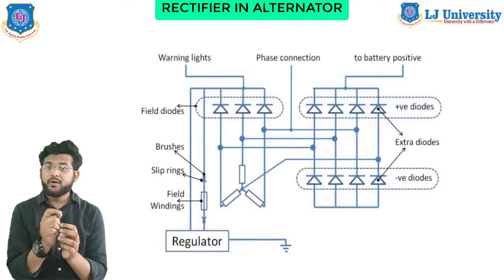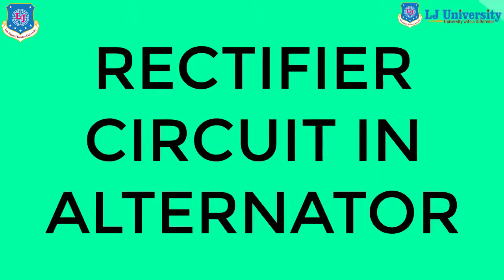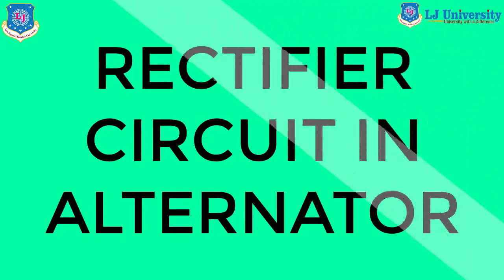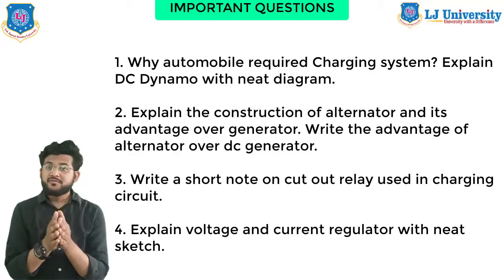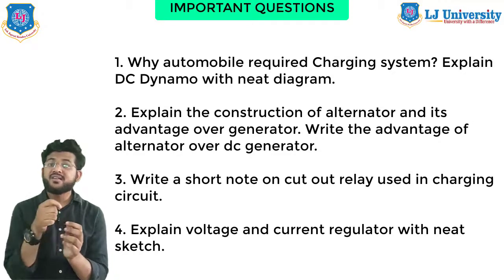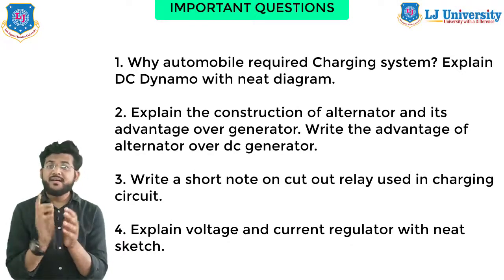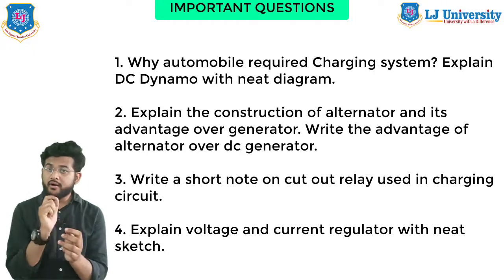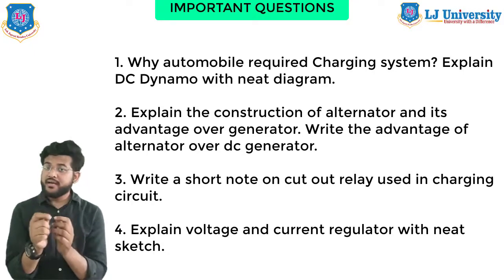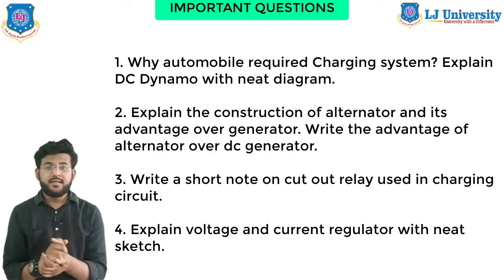Now let's see some important questions of this chapter. First question, why does an automobile require a charging system? Explain the DC dynamo with a neat diagram. We have already discussed the DC generator in a video, you can see that. Second, explain the construction of the alternator and its advantage over the generator. Write the advantages of the alternator over the DC generator. We have also discussed this in previous videos.